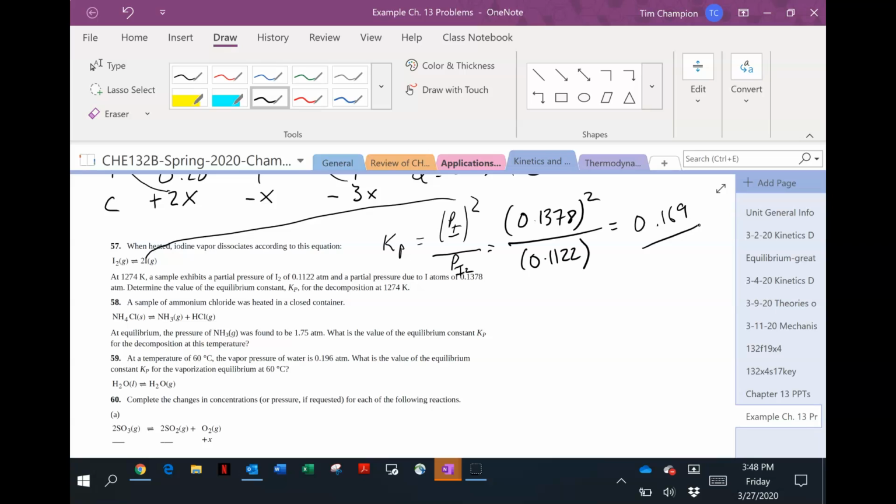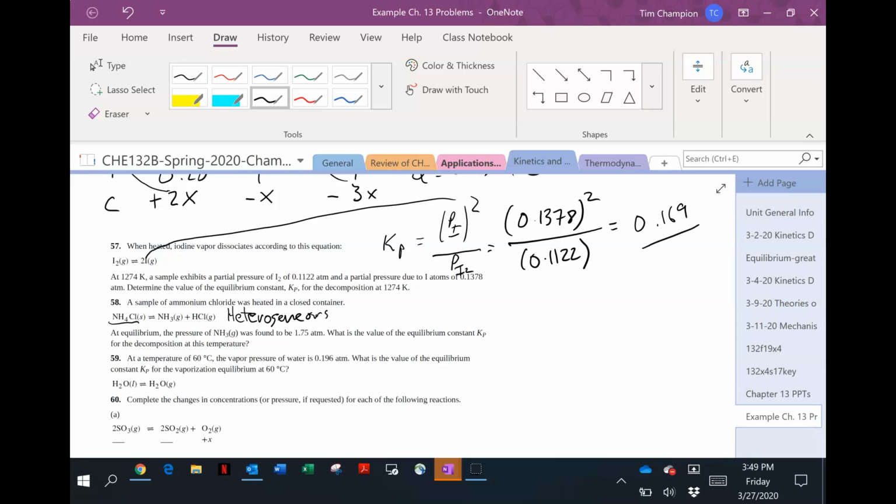Let's look at 58. 58, we've got a sample of ammonium chloride heated in a closed container. So we've got a heterogeneous equilibrium here. We've got something that's solid, so it's heterogeneous. We're told at equilibrium the ammonia pressure is 1.75 atm. What is the value of the equilibrium constant Kp for the decomposition at this temperature? Okay, so it looks like we're missing something, right?